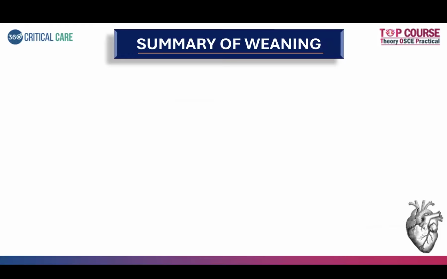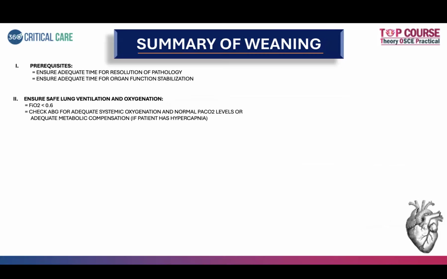So coming to the summary of weaning, the prerequisite is to ensure adequate time for resolution of pathology and adequate time for organ function stabilization. Ensure safe lung ventilation and oxygenation. Make sure the FiO2 is less than 0.6. Check the ABG for adequate oxygenation and ventilation. Ensure adequate anticoagulation prior to decannulation. Like I said, if the patient goes into failed weaning, you need to restart them on ECMO. If circuit thrombosis has developed, it makes things worse.